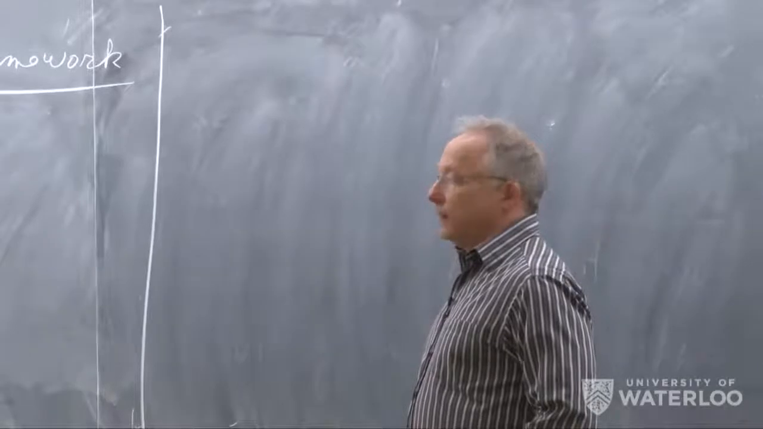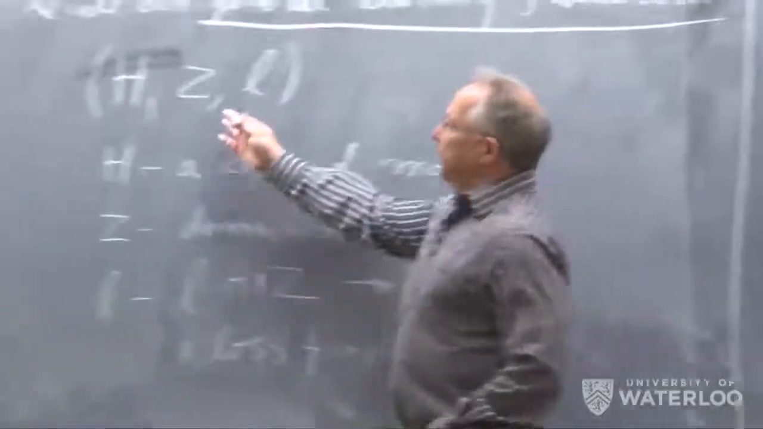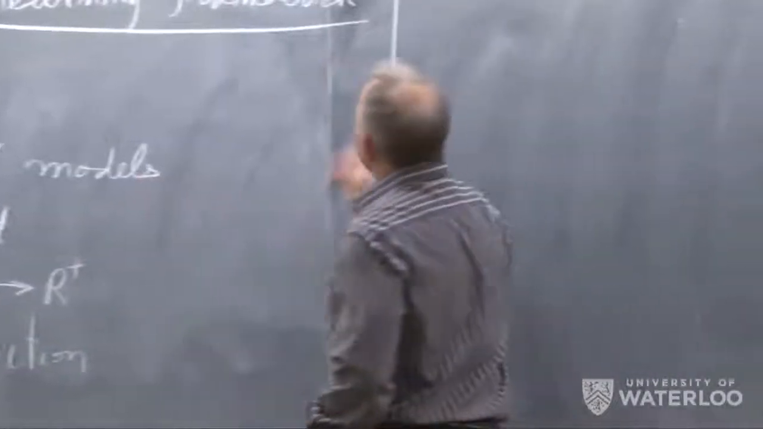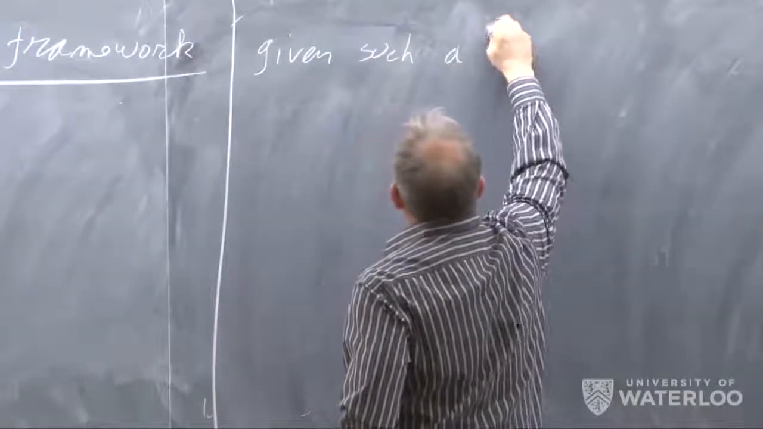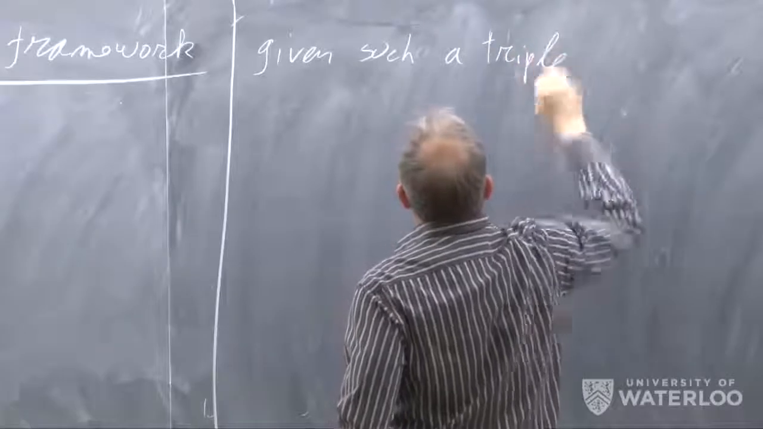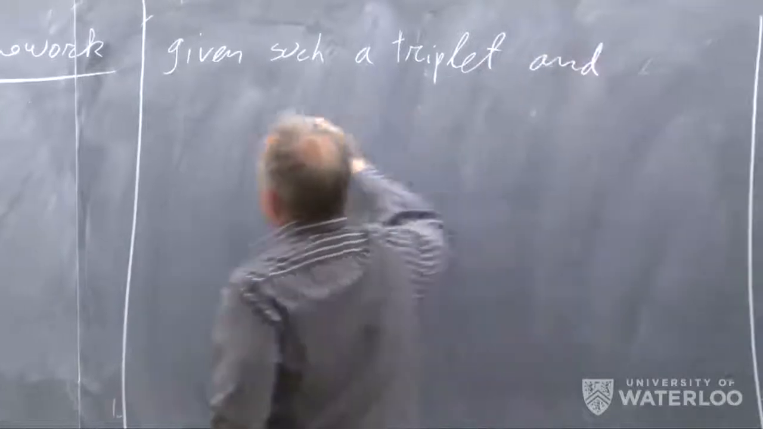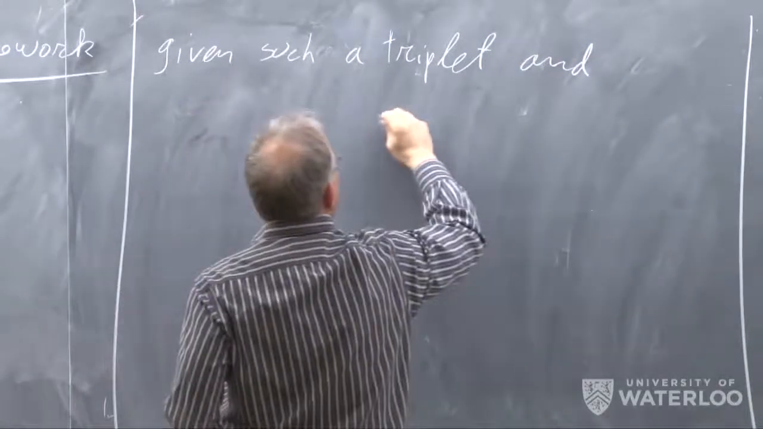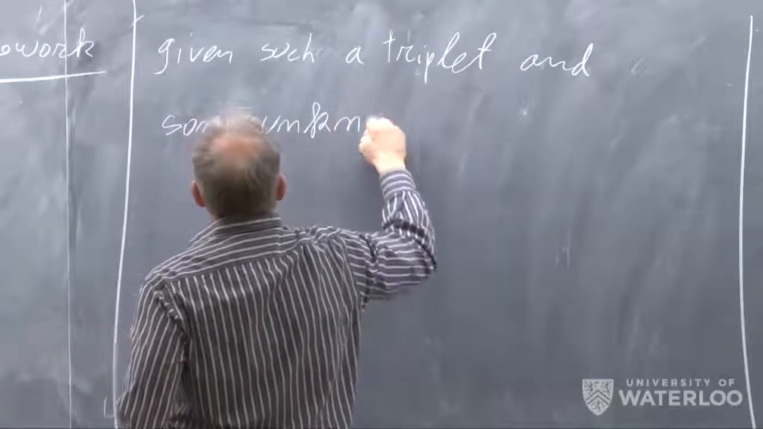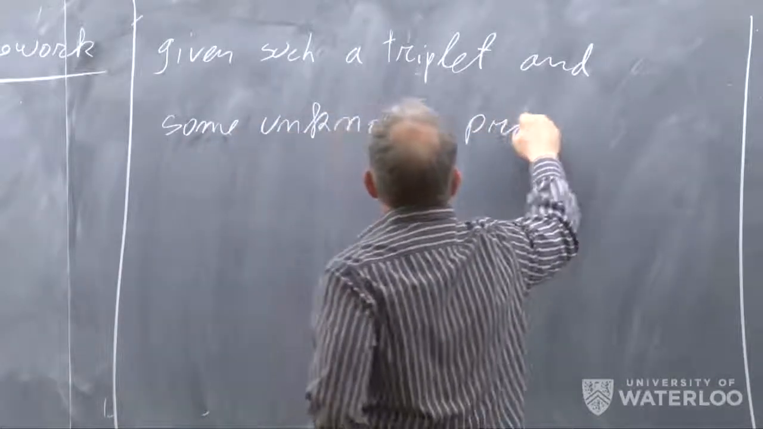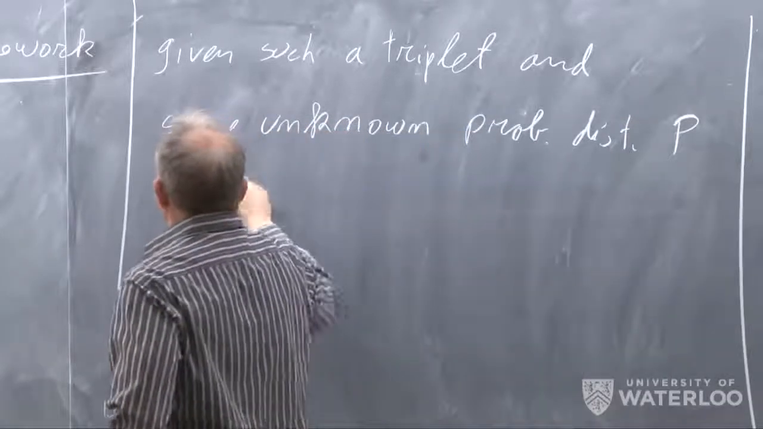And the goal of the learning: we're given such a triple, and some unknown, so it's not given to the learner, probability distribution P over the domain Z.